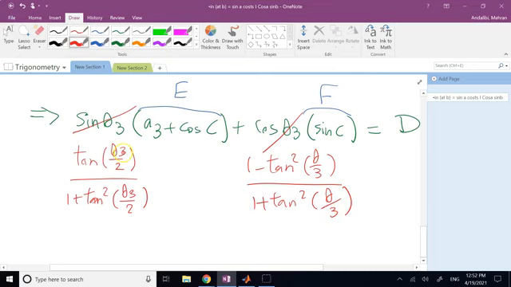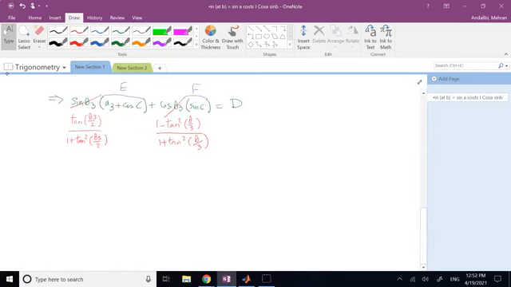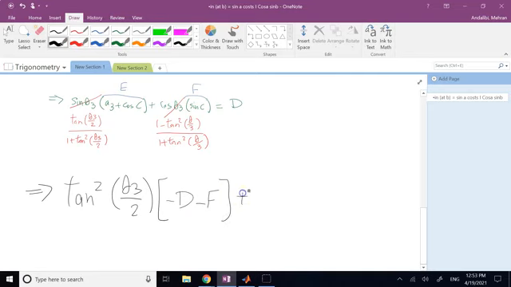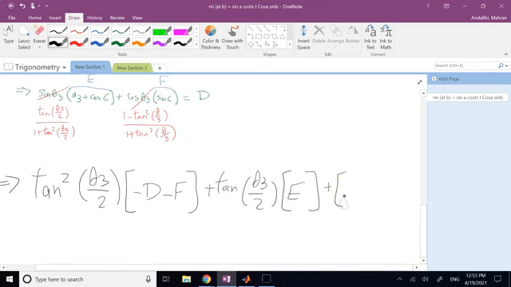Right? And now if I multiply them by E, F, take a common denominator and use D and rearrange everything. So I would multiply both sides by 1 plus tangent squared, rearrange everything, and I will get an equation like this. The tangent squared of theta 3 over 2 times a negative D term, and here we have negative F, plus tangent of theta 3 over 2 times, now here I will have an E term, and the constant will be negative D and F, like that.